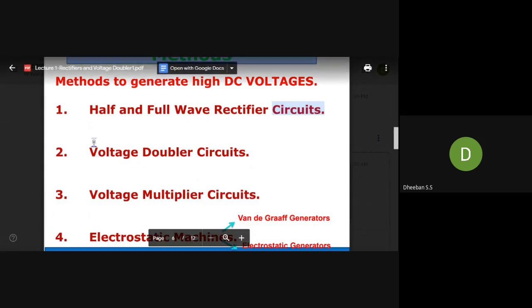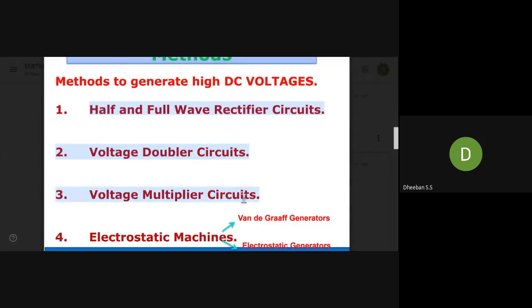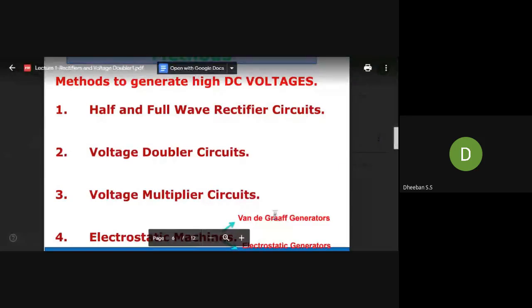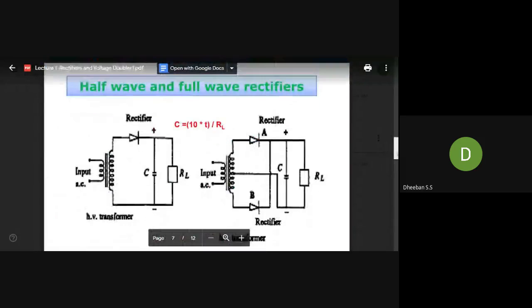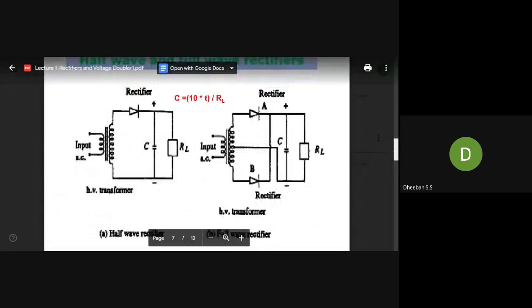All four you have already studied. The first three you have studied in your power electronics. The fourth one, the Van de Graaff, you studied in your 12th standard itself. So half wave and full wave rectifiers, I won't be explaining this, as you already know it very well.